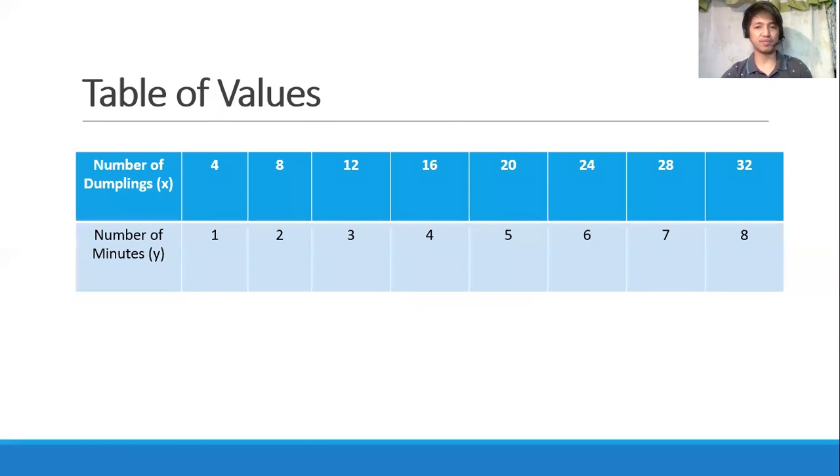Now, to represent the table of values, we use the number of dumplings, which is the variable x, and the number of minutes, which is represented by the variable y. So if the number of dumplings is 4, the number of minutes it will take is 1. As you can see, 4, 1; 8, 2; 12, 3; 16, 4; 24, 6; 28, 7; 32, 8. As the number of dumplings increases, the number of minutes increases as well.